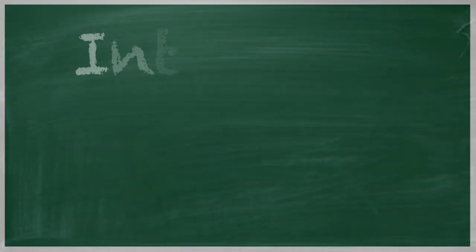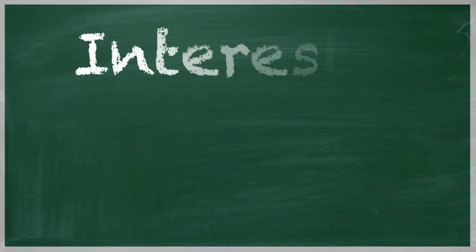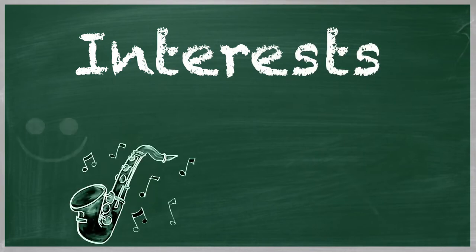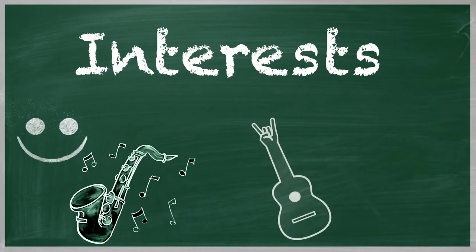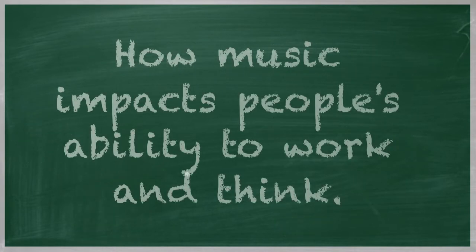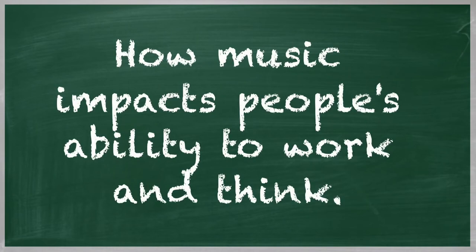When picking a research topic, try to pick an area of interest to make the assignment more interesting and engaging. For example, you may have noticed that music makes you feel different based on what kind of music you listen to. So a more specific question is how music impacts people's ability to work and think.